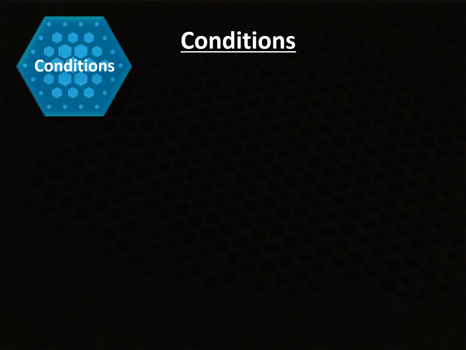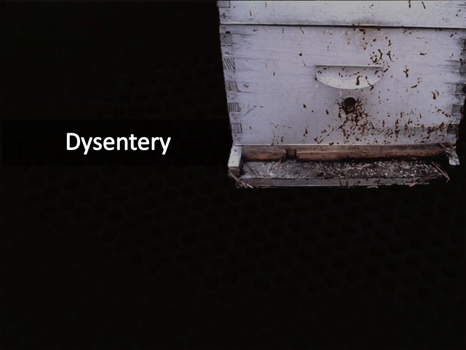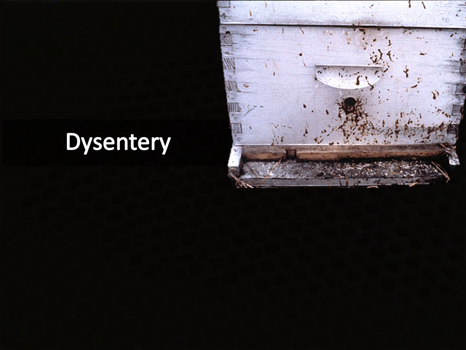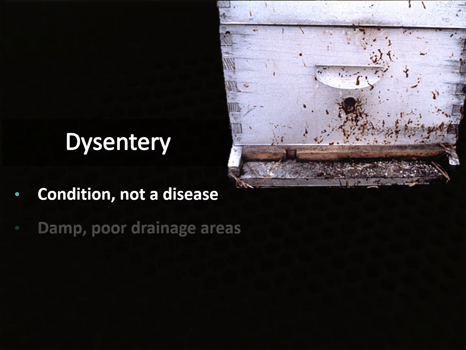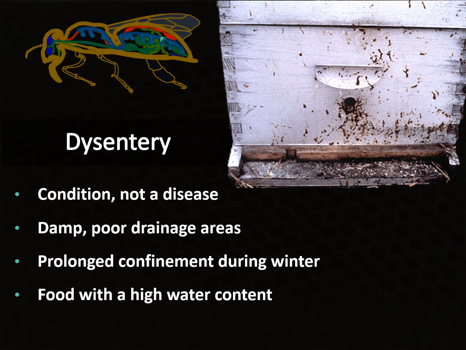So conditions: dysentery, chill brood, colony collapse disorder. Dysentery sure looks a heck of a lot like that ceranae stuff, huh? I mean, the Apis or the ceranae nosema. The condition is not a disease. It's just damp, poor drainage, prolonged confinement during winter. So if it's several days of cold weather and the bees really need to go, they may have a hard time holding on to it as they're exiting the colony. And then maybe food that has slightly higher water content. And again, this is impacting their hindgut.